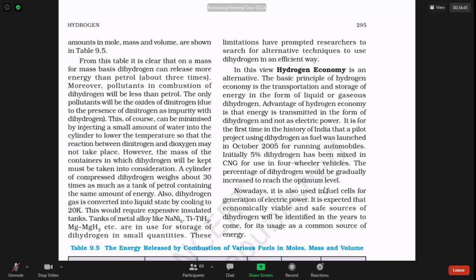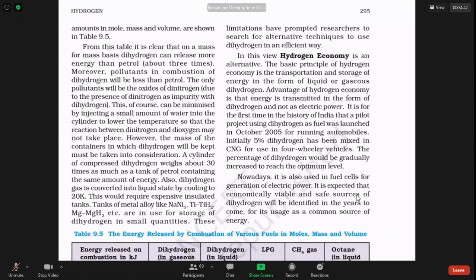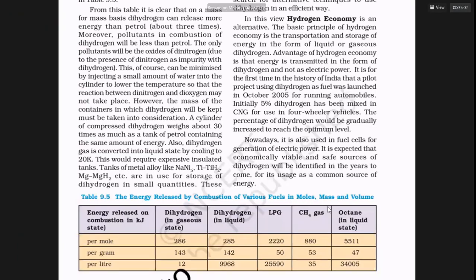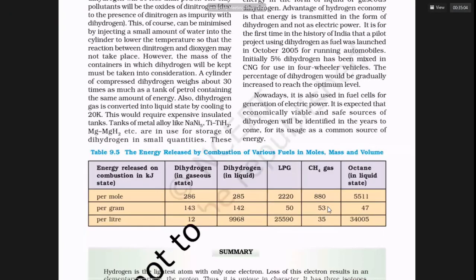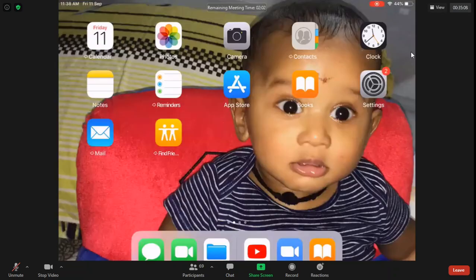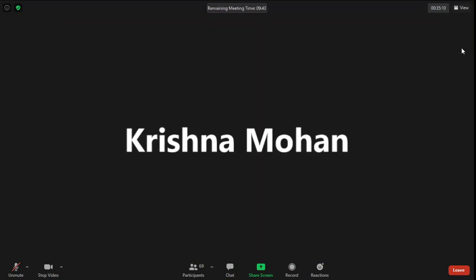There are something called fuel cells which are used nowadays in rockets. Fuel cells are supposed to be very efficient, unlike your battery cells. So this is a quick note on hydrogen and its compounds. Read the lesson thoroughly. I will try to make one more video on H2O2. With that note, I close the class. Exam portion is complete: hydrogen and its compounds, complete 100%.